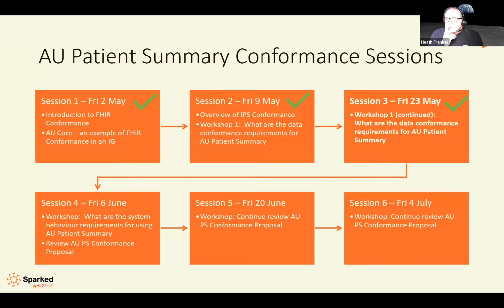So we've had three sessions so far. This is our fourth one. And today we're going to move into, in general, the topic of what are the system behavior requirements for AU Patient Summary. But really, what we've started to do here is a slight change in the way that we've been working: actually coming up with some suggestions, and we are looking for you to review those. So the primary agenda for today is to start moving through a proposal of what the conformance might look like for patient summary and get your feedback on that.